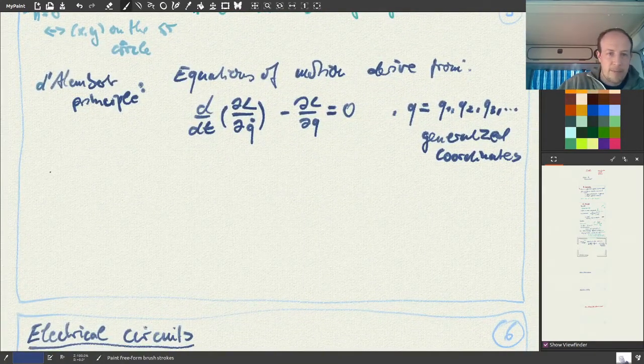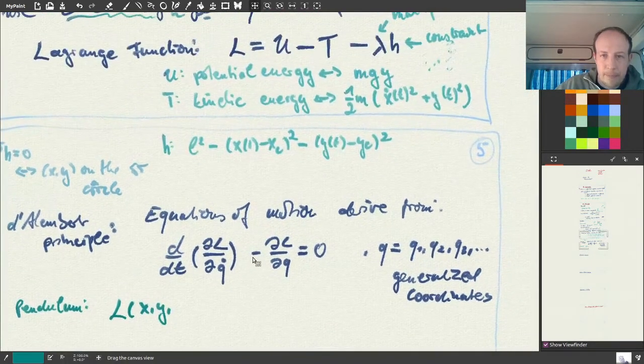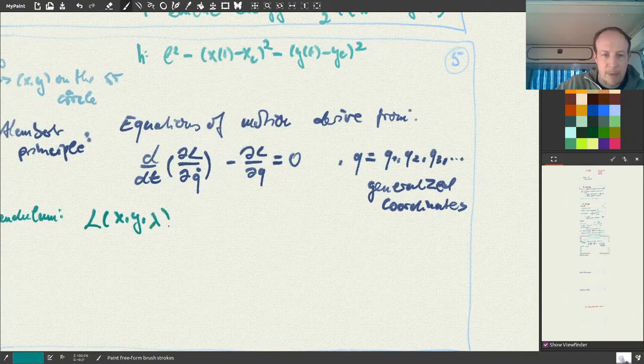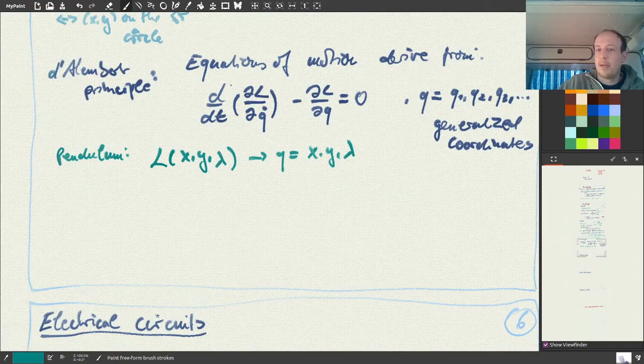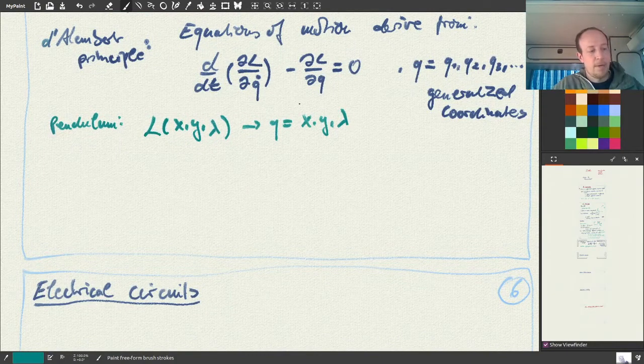Now for the pendulum, let's go back to the pendulum. We have that the Lagrangian L is a function of x and y, and what other parameter we have here, the lambda. These are the generalized coordinates of our Lagrangian, and then one can compute these derivatives, and then one ends up with a system of equations.